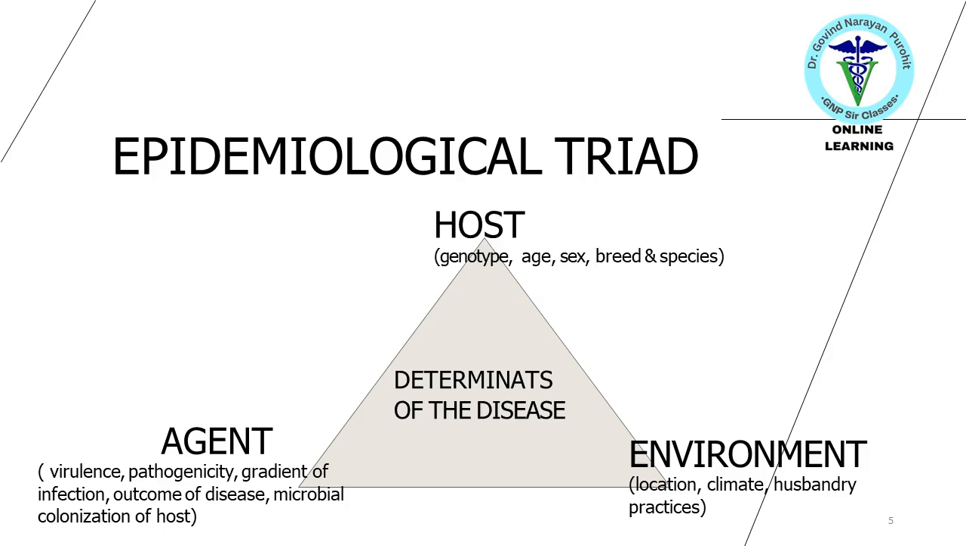The picture shows the epidemiological triad. The host is at one end, and the agent and environment are at the other two ends of the triad, and the determinants of the disease are within the triad. Thus, the host will be affected by the disease depending on the agent and environment.